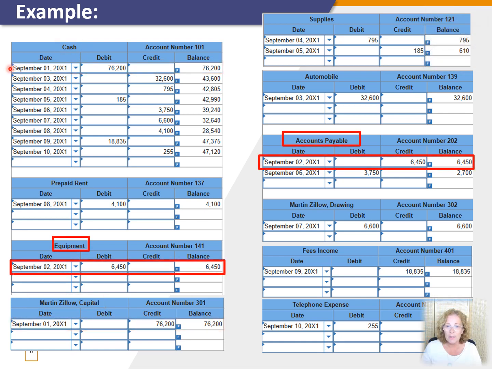To post the second transaction, we go to the equipment account, we enter the date, and then we enter the debit of $6,450. Then we calculate the new balance. Next, we'll go to the accounts payable account, and we enter the date, and then we enter the credit of $6,450 and calculate the new balance.